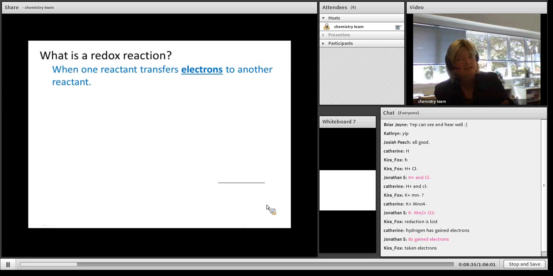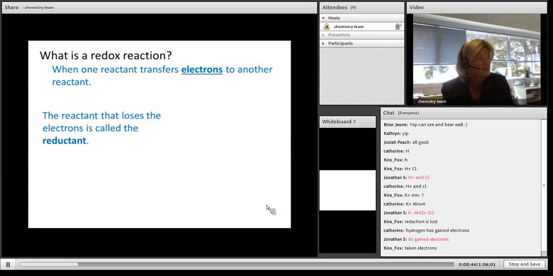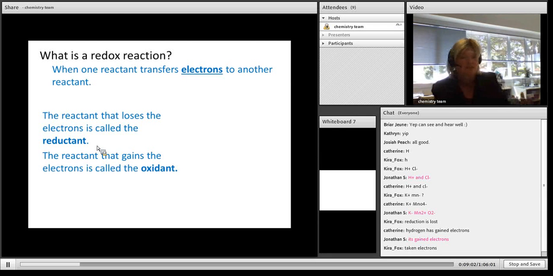So when one reactant, and remember it's the reactants that are reacting, if there's a transfer of electrons through there, then it's called a redox reaction. Now this is where we need to learn some terms that can be confusing. The first term I want you to think of is the reductant. If that reactant loses electrons, it's the reductant, and for the other reactant, if it gains electrons, it's called the oxidant.